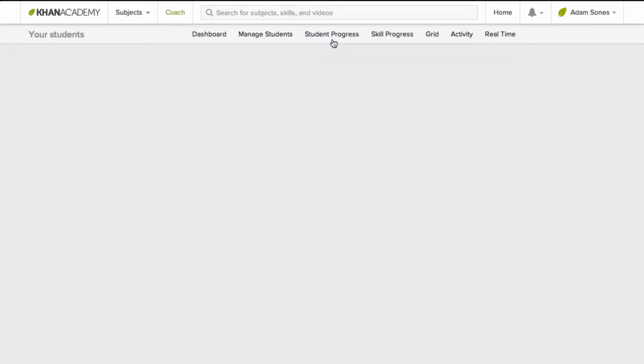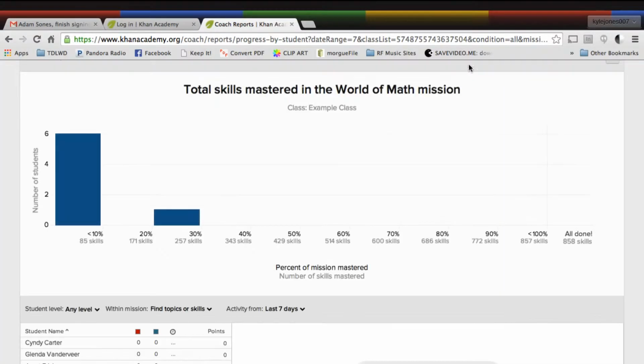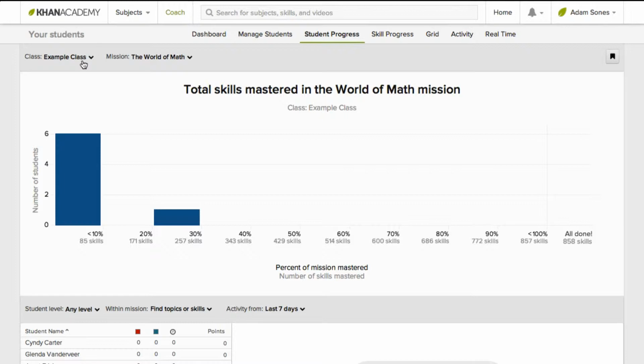So you can see everything that you can see as a teacher, looking at a student's account. There's a ton of data. There's almost too much data to really look through here. You can really see all of the different things that your students are doing on Khan Academy. So if I have multiple classes, I can actually switch between the classes here, up where it says class right here, and I've got my example class pulled up right here.